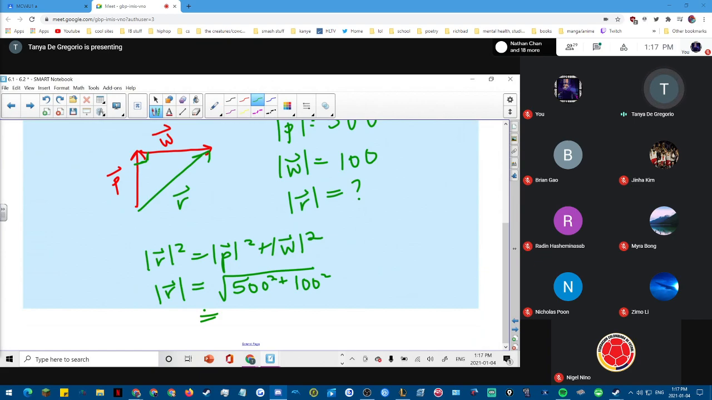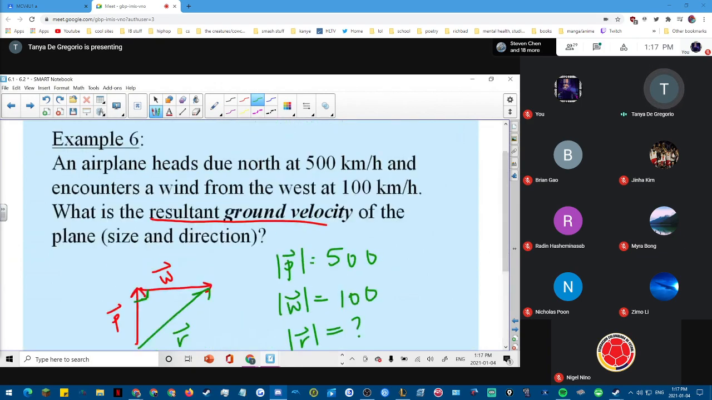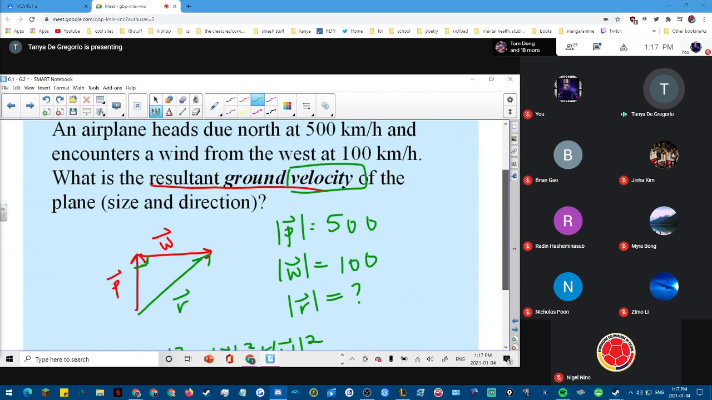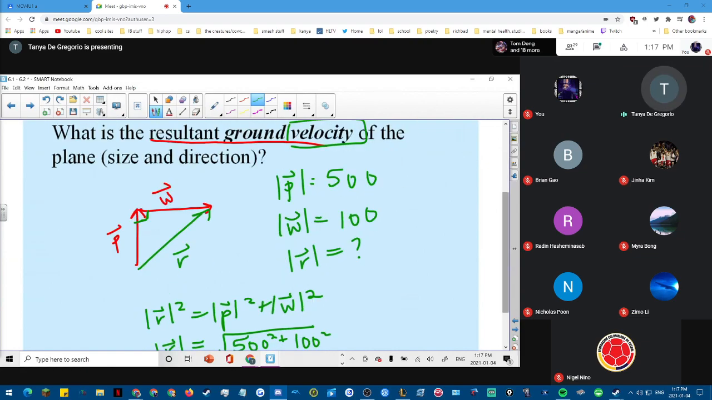Tell me what you guys get to one decimal place. 509.9. Good. Excellent. So that's giving me my kilometers per hour. Now, they didn't ask for speed. They asked for velocity. And that means that I need to find a direction. So if I'm looking for a direction, well, that means I need to find an angle. So what angle am I looking for?